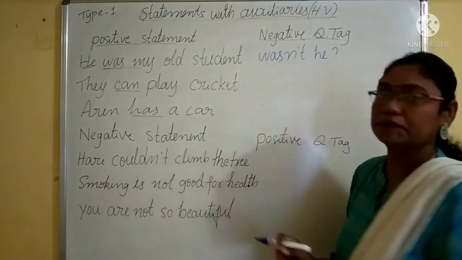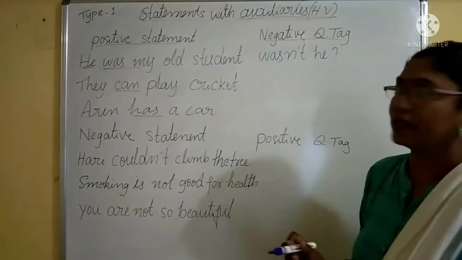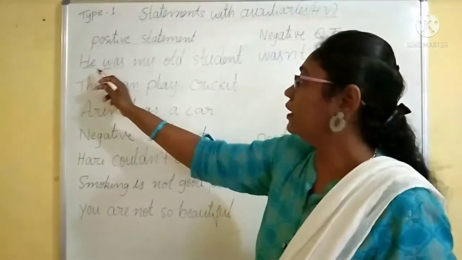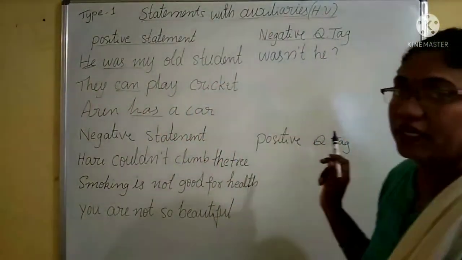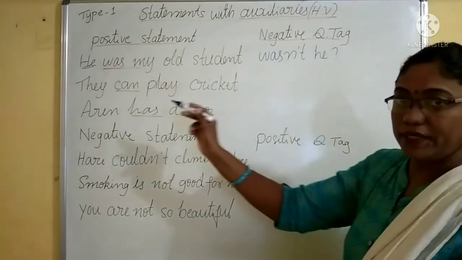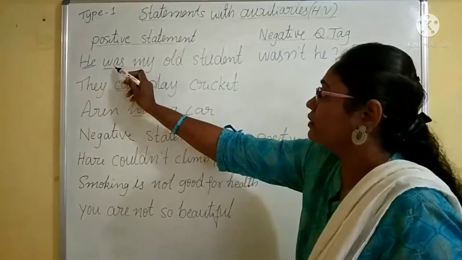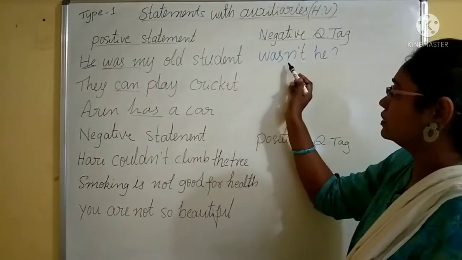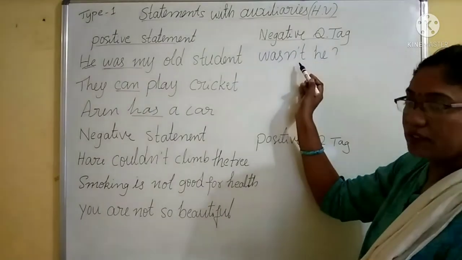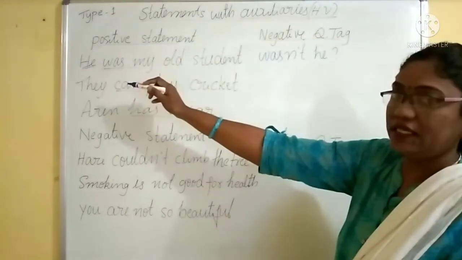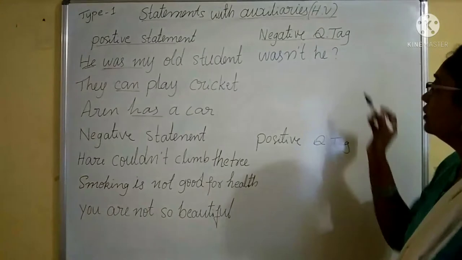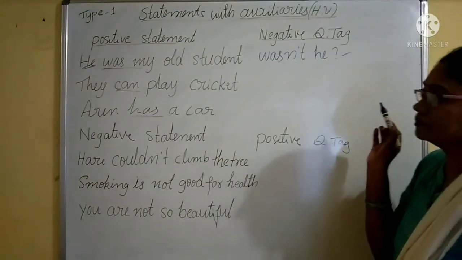Then question tag. He was my old student. See, this is the method. You have to write the helping verb first, then add not, and you write the subject as it is in the statement. So this is over.